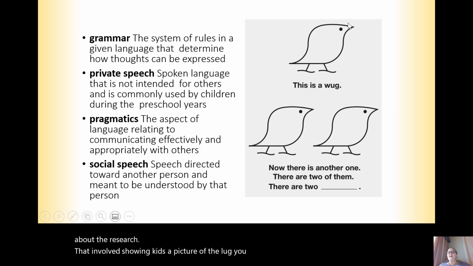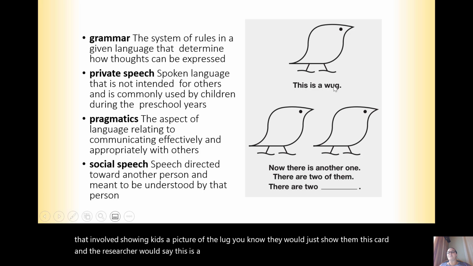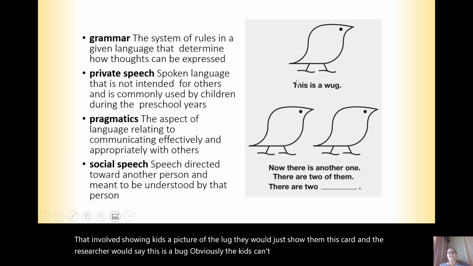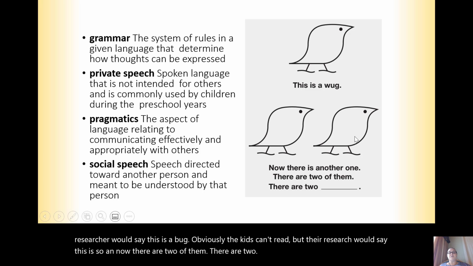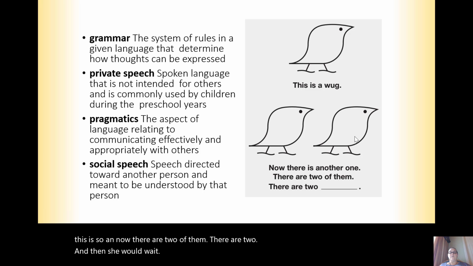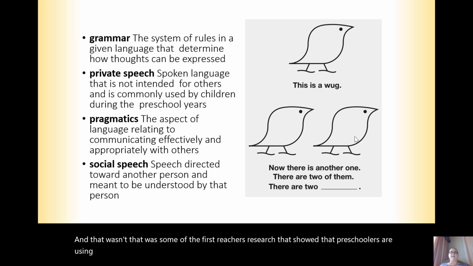They would just show them this card, and the researcher would say, this is a wug. Obviously, the kids can't read, but the researcher would say, this is a wug. And now there are two of them. There are two. And then she would wait, and the child would say, wugs. And that was some of the first research that showed that preschoolers are using the rules of language.